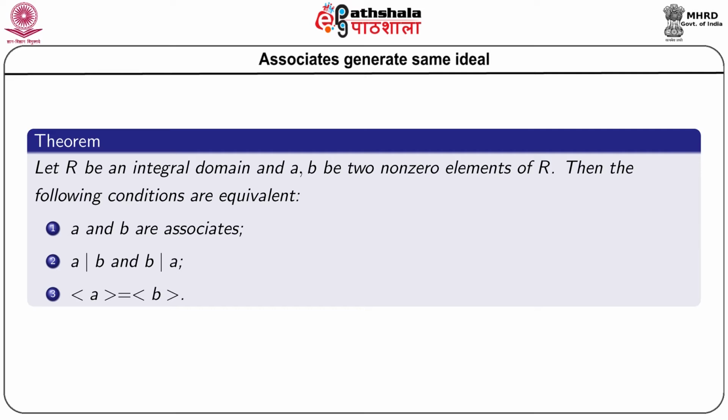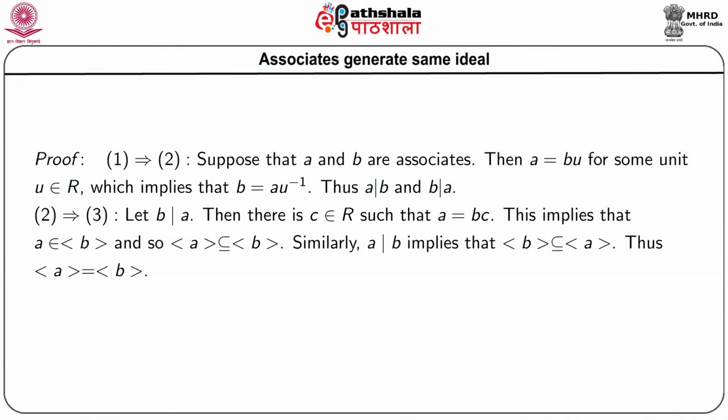Now, we show that if A and B are associates, then A and B generate the same ideal, that is, the ideals generated by A and generated by B are the same. Here we show that these three given conditions are equivalent. First, we prove 1 implies 2.